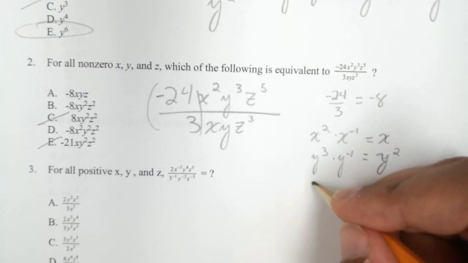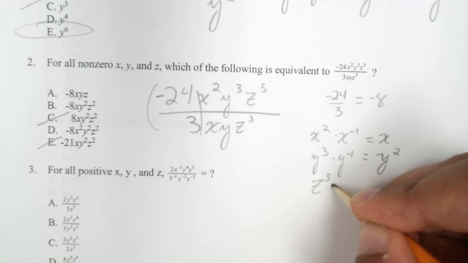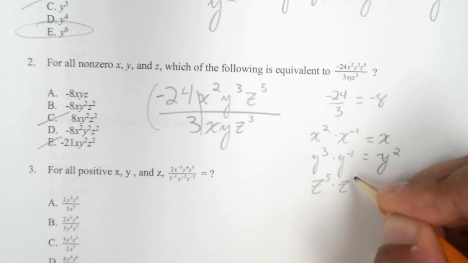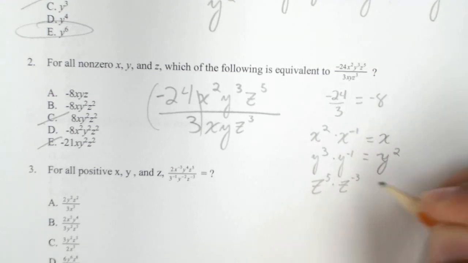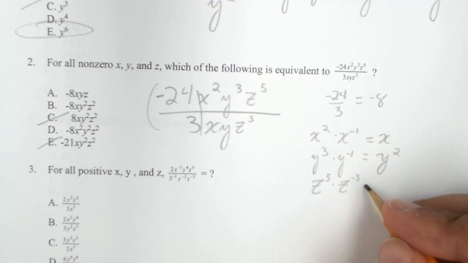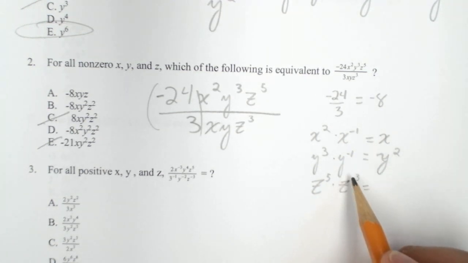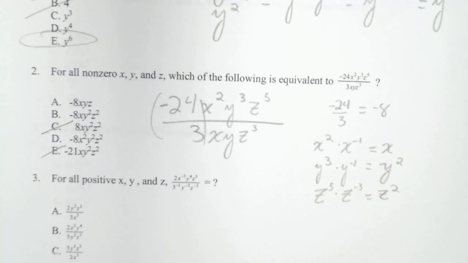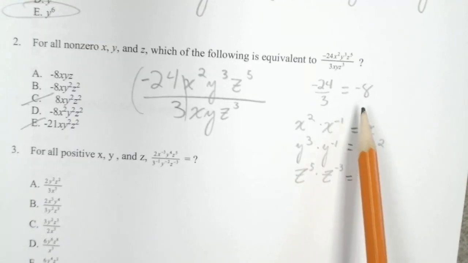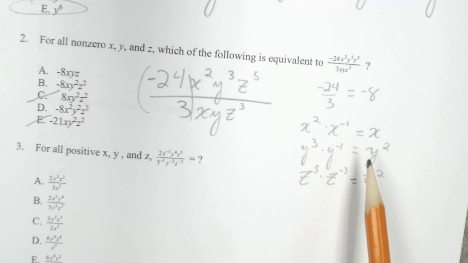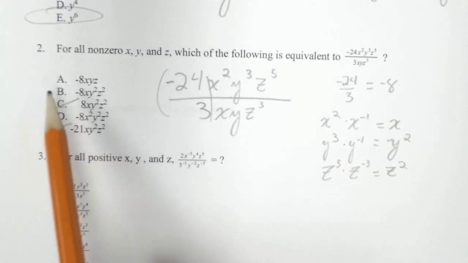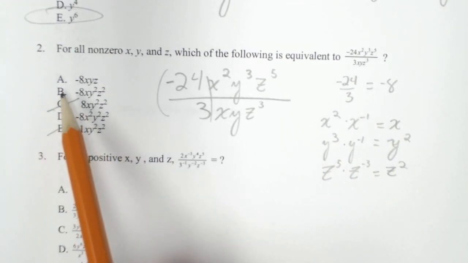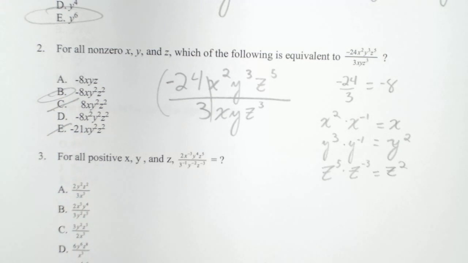And finally, we'll look at our z's. Z to the 5th times z to the -3rd. It's going to be 5 minus 3. It's going to give us z squared. So our final answer is going to be -8 x y squared z squared. Over here, it's going to be answer B.